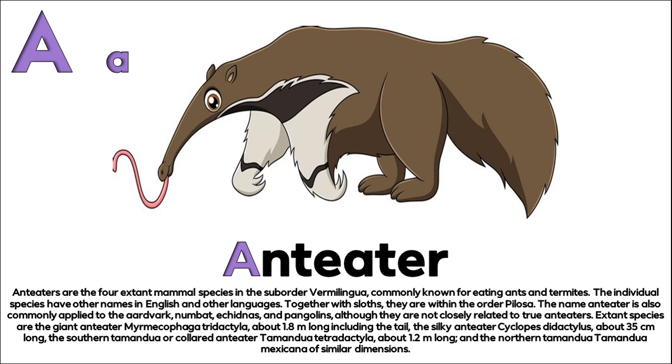Extant species are the giant anteater Myrmecophaga tridactyla, about 1.8 m long including the tail, the silky anteater Cyclopes didactylus, about 35 cm long, the southern tamandua or collared anteater Tamandua tetradactyla, about 1.2 m long, and the northern tamandua Tamandua mexicana of similar dimensions.